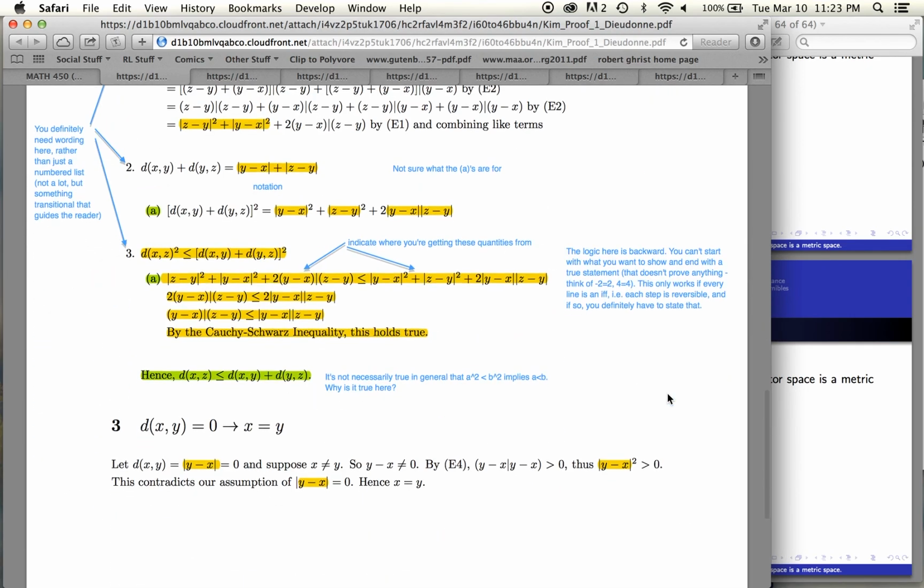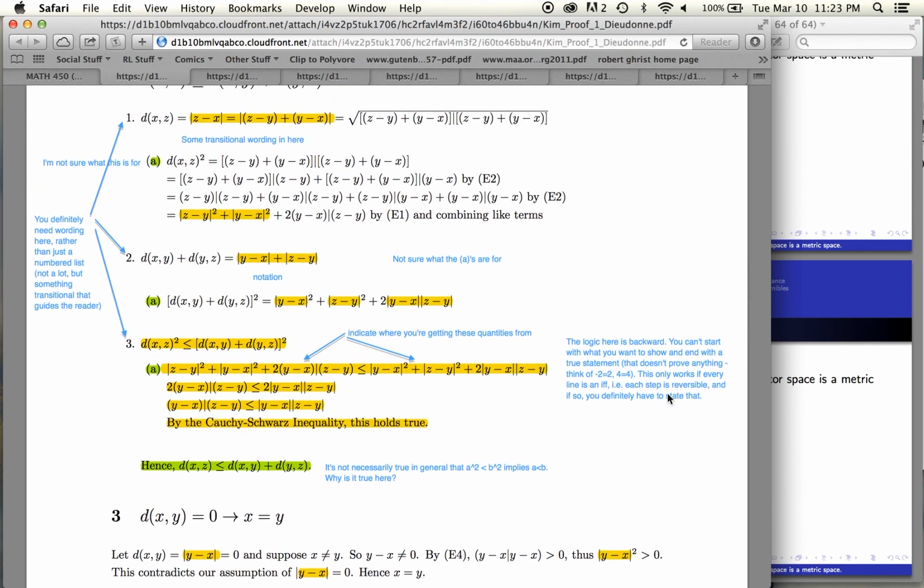But something that really stuck with me from my first edit was that when I was trying to prove the triangle inequality, I used something really backward, and her comment here really changed how I looked at it. The logic here is backward. You can't start with what you want to show and end with a true statement. That doesn't prove anything. This only works if every line is an if and only if, meaning each step is reversible, and if so, you definitely have to state that.